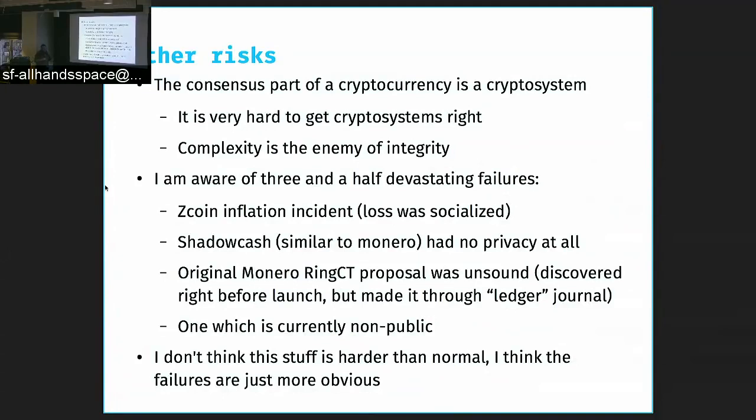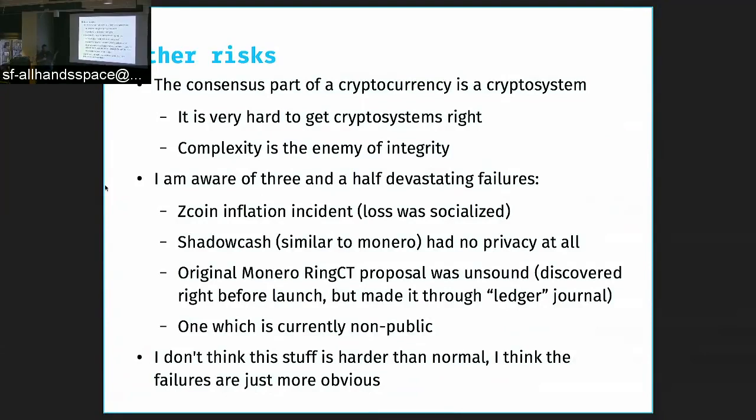There's a system called Shadow Cash, which is a clone of the Bytecoin-like, Monero-like ring signatures with no CT based on the Bitcoin code base. And it had no privacy at all. I don't know if the person building it was like a complete fool or utter genius, but they managed to make a really subtle mistake that made it have no privacy.